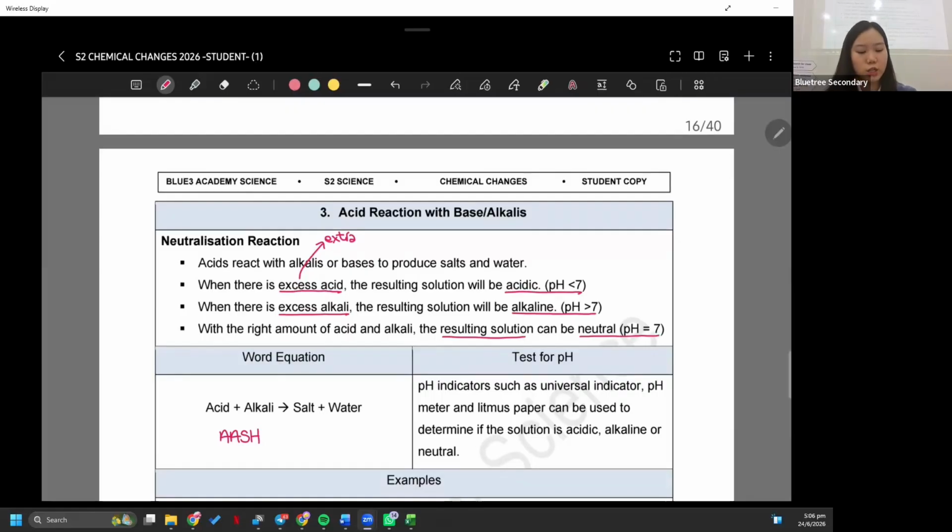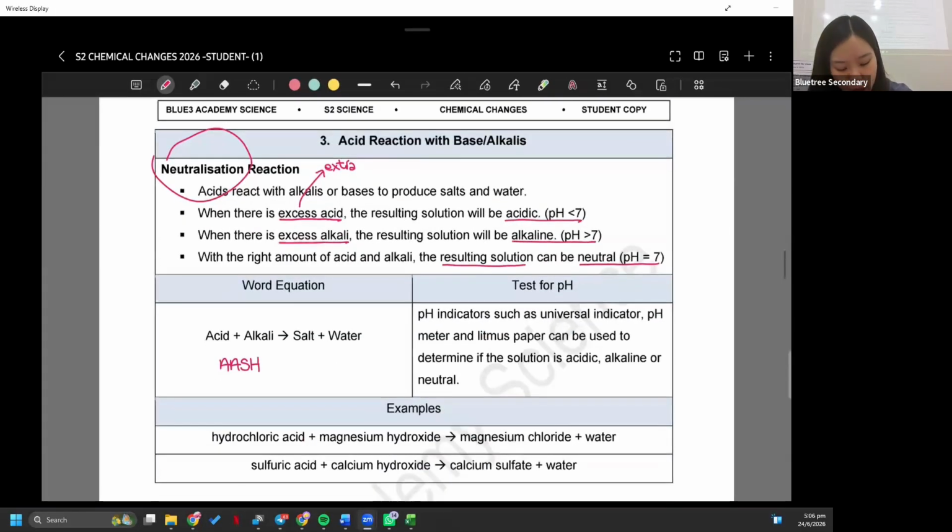This reaction is what we call neutralization. Neutralization is specifically for acid and alkali. The previous two reactions don't have a special name, but this one does. Neutralization is acid plus alkali gives you salt and water. So how do we test for pH? We can use pH indicators, such as universal indicator. We have a device called a pH meter. We can use litmus paper. There are a lot of different ways to test for pH.